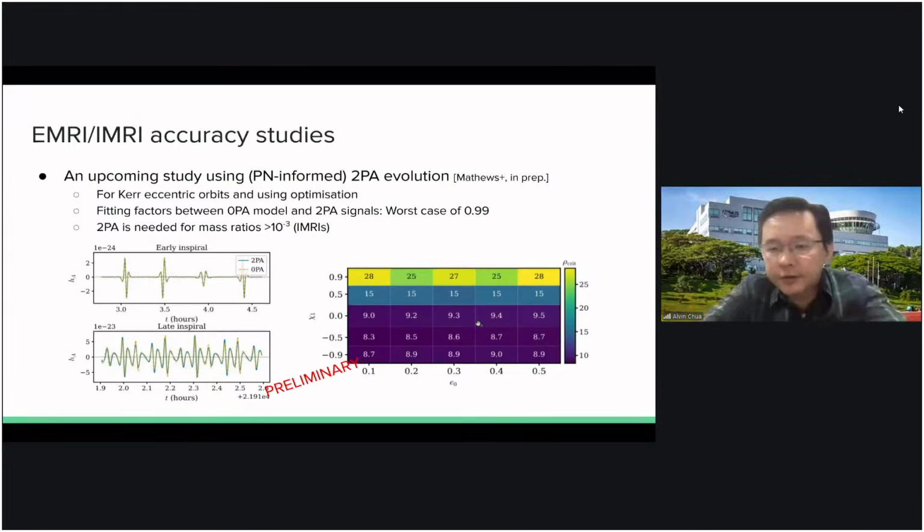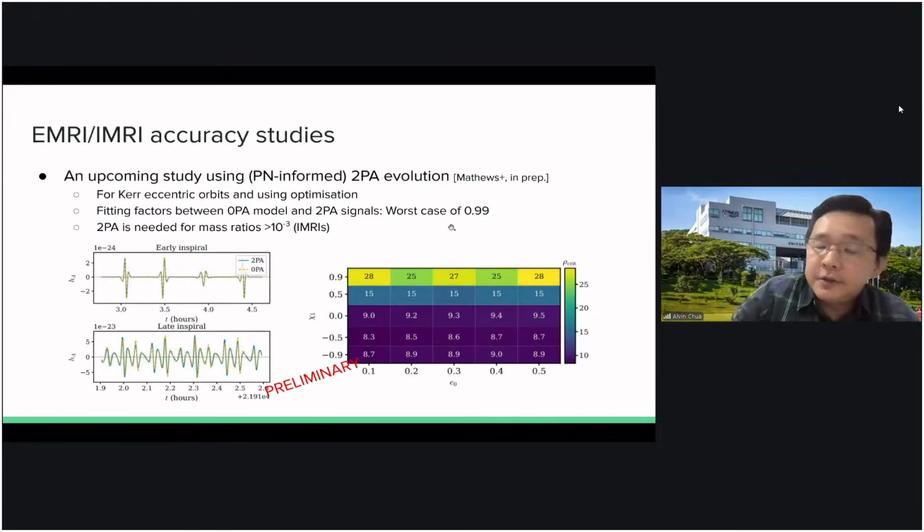Basically, I think this case is the IMRI case, right? So where the signal itself is a 2PA signal, but we analyze it with a 1PA model, right? So just one order below, and rho crit is actually the SNR above which there would definitely be biases, right?